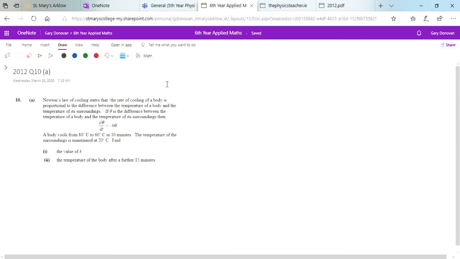2012 question 10A applied maths question. So this question is very similar to the ones we've been doing so far, except it doesn't have to do with speed and acceleration and displacement. It's got to do with rates of cooling. But just remember, the same rules apply, it's just different symbols you're using. So let's have a look at the information they gave us.